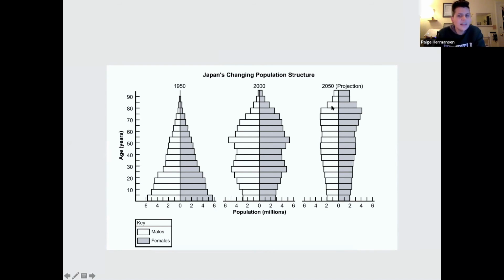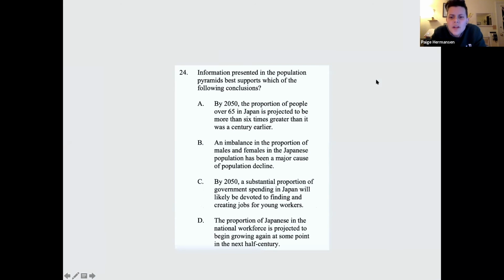But it looks like we're seeing kind of a leveling off, right, of the distribution of different age groups in the population being a little bit more even, right? Okay, so let's go back to this question. Information presented in the population pyramids best supports which of these conclusions?